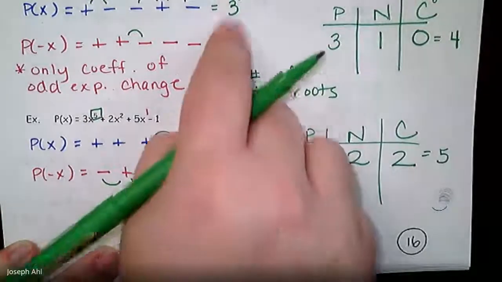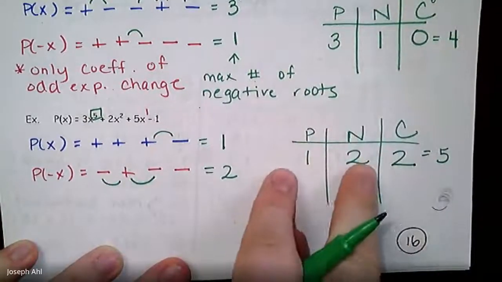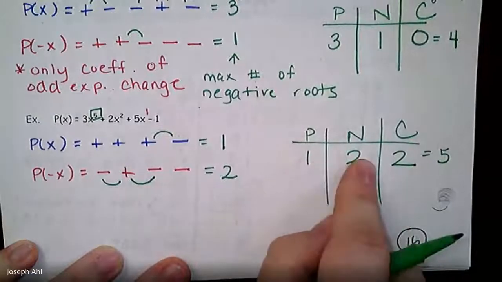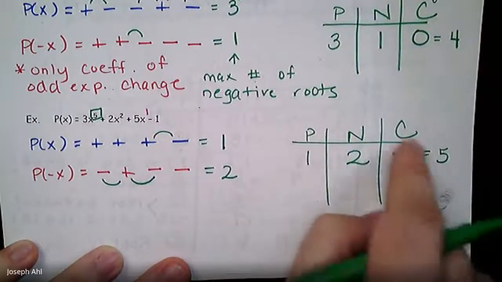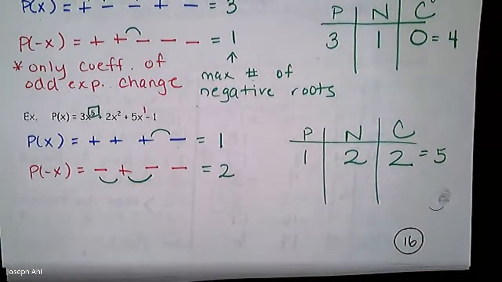Okay, so sometimes the sign changes already add up to the max number of roots, which is 4. But if they don't, we need at least as many more here to equal the total number of roots, which is 5 for this example.